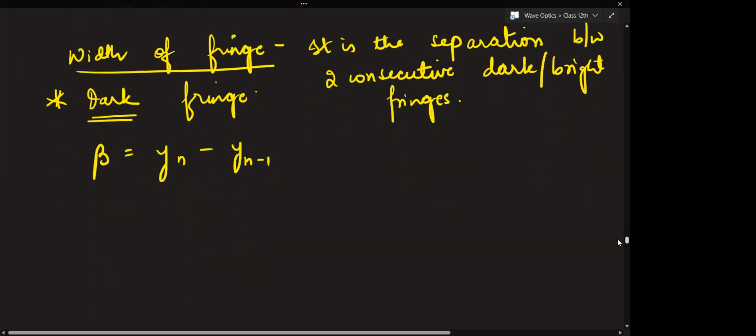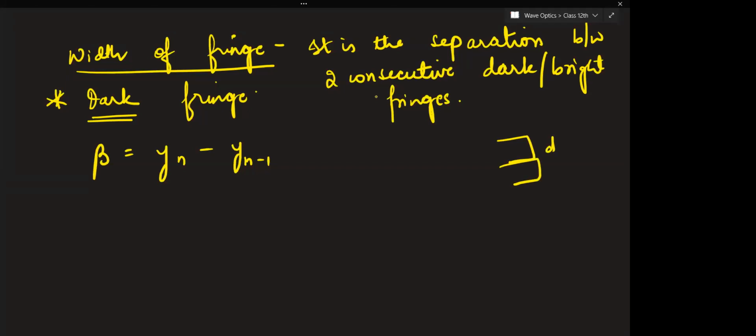One more thing, class. Width of fringe is what we have not done. Width of fringe means this is what you were referring to, Fahad, no? Separation between fringes. So if you want to calculate the separation between the fringes, the width of the fringes, let's take dark fringes. Let's say this is the dark one and the one just beneath it, that will be the dark fringes. So y n minus 1.